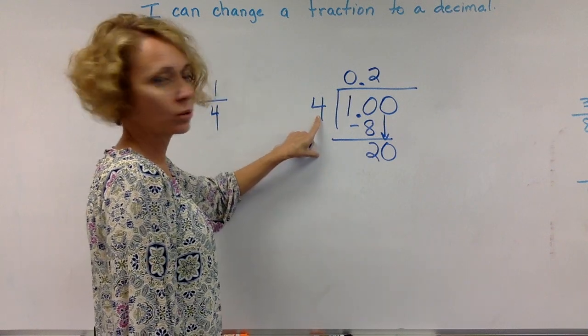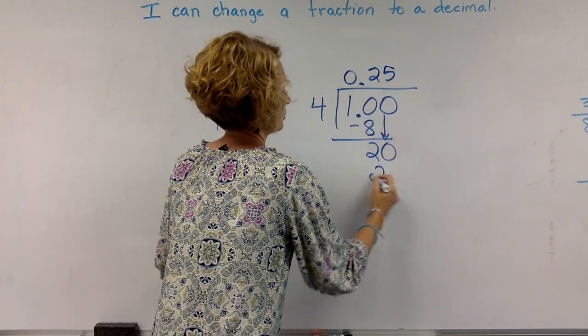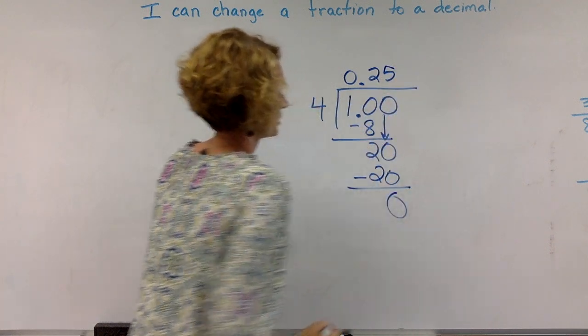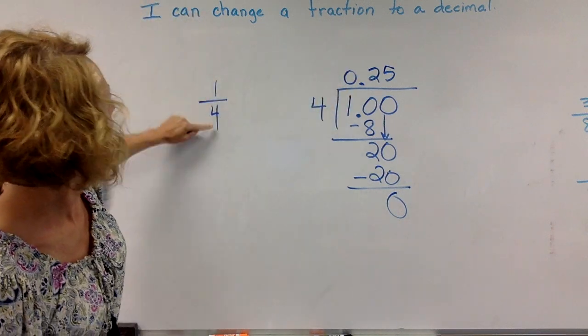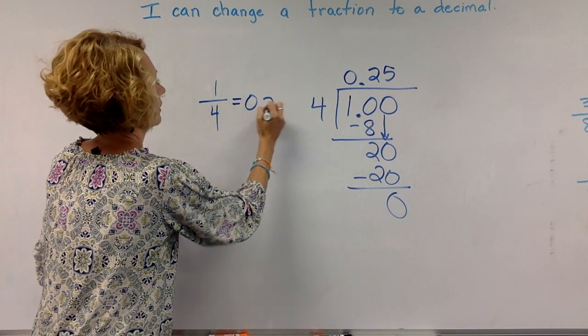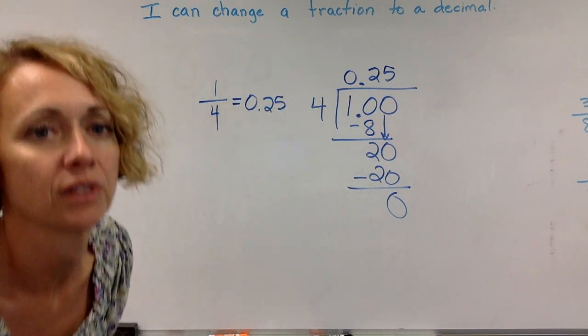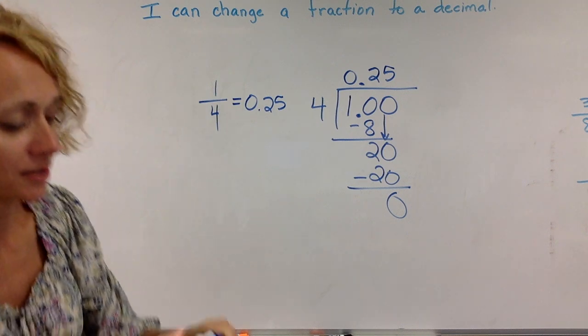Here I go again. 4 goes into 20 how many times? 5. 5 times 4 is 20. So when I subtract, I have 0. So now I've taken my fraction, 1/4, and I've said that is equivalent to 25/100 or 0.25. Okay? That's our process.